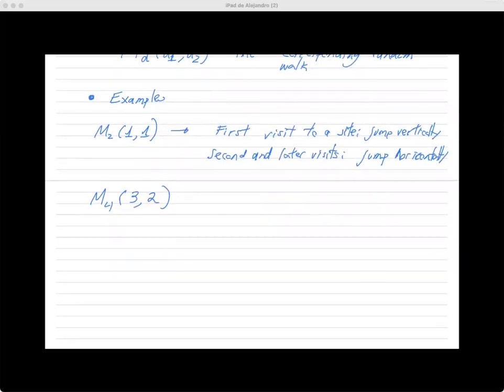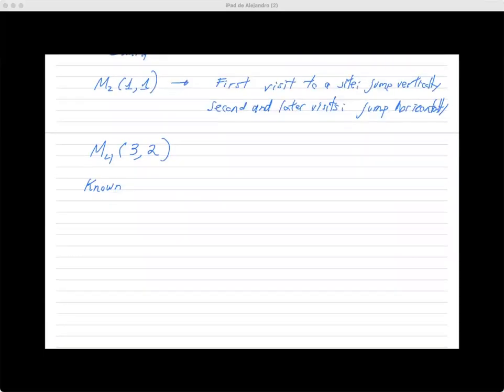Let me mention some known facts about this model. Not so much is known. I will separate this in the case where the dimension is equal to the sum d1 plus d2. Let's call this the non-overlapping case.